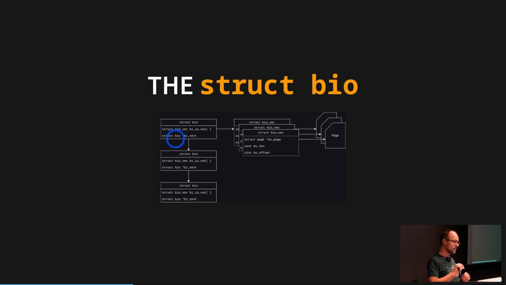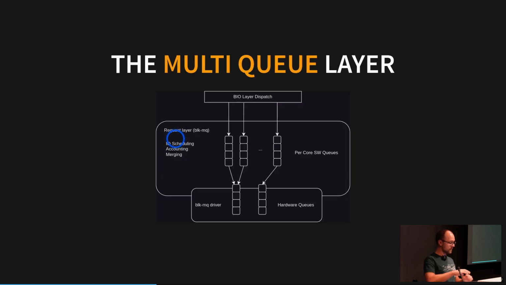And these BIOs can be chained. Basically it's an intrusive linked list, and they can point to other requests. Sometimes if you're talking to a device, it might have a maximum transfer size that it can do in one command, so we can chop these up, put them in a list, and then complete them all together or issue them one by one. So that's the C stuff that we're trying to represent in Rust.